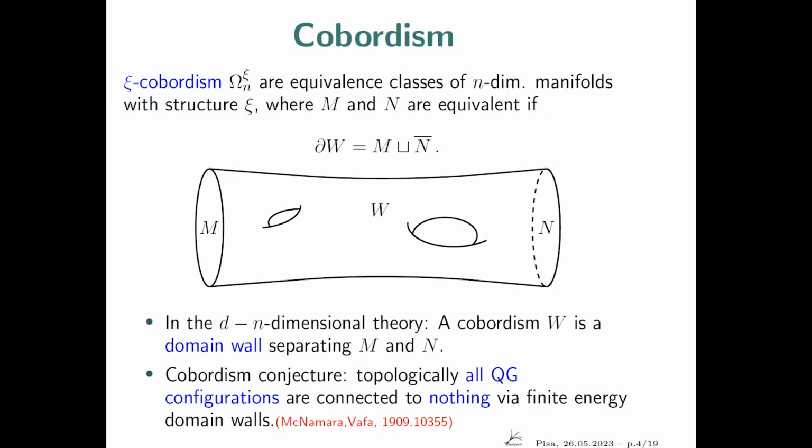So from the lower dimensional point of view, we think of these cobordisms to describe compact spaces. From the low energy perspective, from the flat space-time point of view, such a cobordism W you can think of as a domain wall separating the two backgrounds M and N. And then the cobordism conjecture, which is more or less a citation from this paper by McNamara and Vafa, says that topologically all quantum gravity allowed configurations are connected to nothing via finite energy domain walls. Okay, so this is the idea, still very abstract.